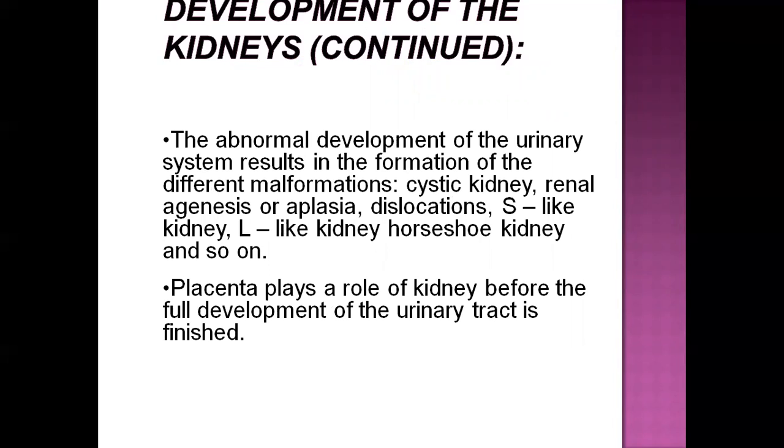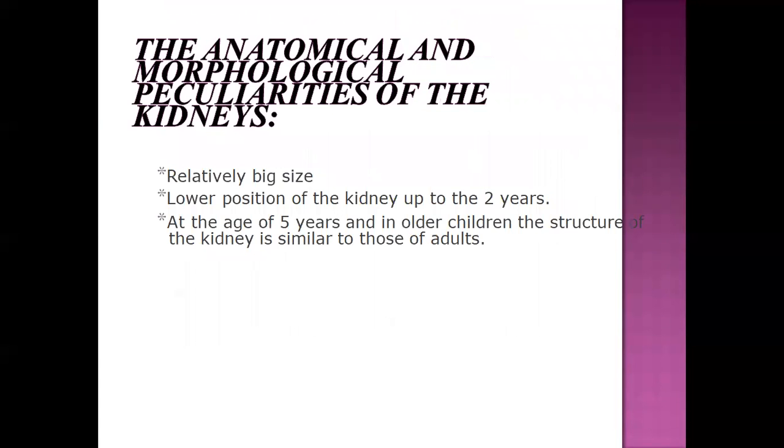The abnormal development of the urinary system results in the formation of different malformations: cystic kidney, renal agenesis, aplasia, dislocations, S-like kidney, L-like kidney, horseshoe-shaped kidney, and so on. The placenta plays the role of the kidney before full development of the urinary tract is finished. The anatomical and morphological peculiarity of the kidney is a relatively big size and lower position up to the age of 2 years, and 5 years. In older children, the structure of the kidney is similar to that of adults.